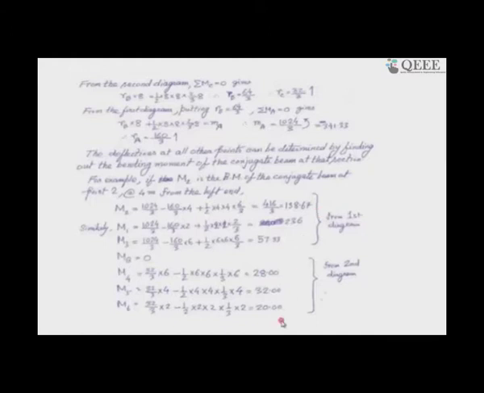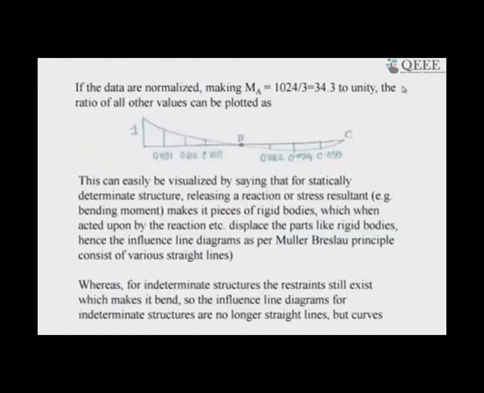Once these deflections are plotted, they give the qualitative shape of the influence line diagram. Now, if you apply a unit load, this gives you the quantitative values also, or you can actually normalize as it is done in the book.